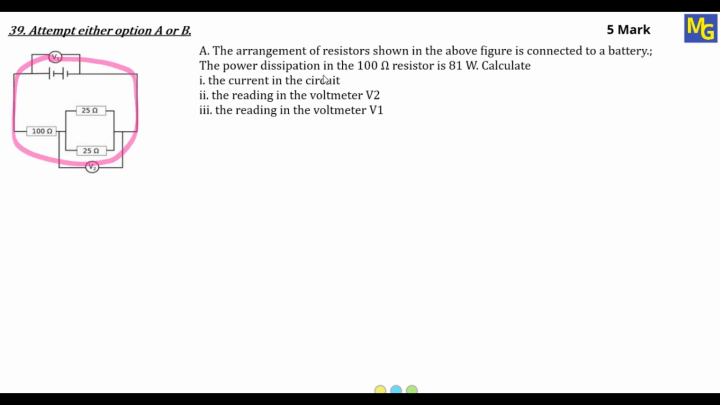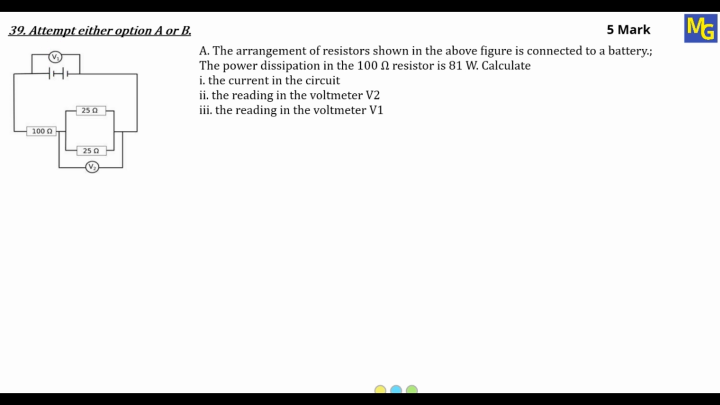First you have to understand the question. Then the second one is the reading in the voltmeter V2, which is connected to the resistors 25 ohm and 25 ohm. Then we have to find out the reading in voltmeter V1, which is here. So we have to find out the values of V1 and V2. Let's start with question number 1.